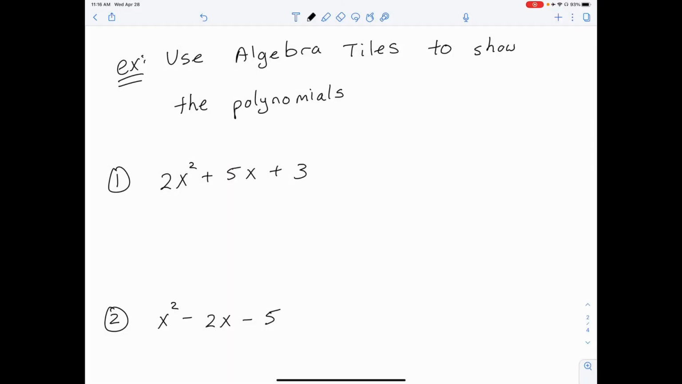So let's practice with some questions. Here it says, use algebra tiles to show the following polynomials. For the first one, 2x squared plus 5x plus 3, that means we have 2 of the x squares, so I'm going to draw 2 of the big squares like so. And then we have 5 of the positive x's, so we draw 5 rectangles. We try to keep them all more or less the same size. And we have 3 of the positive ones, so we just draw 3 of the little squares like so.